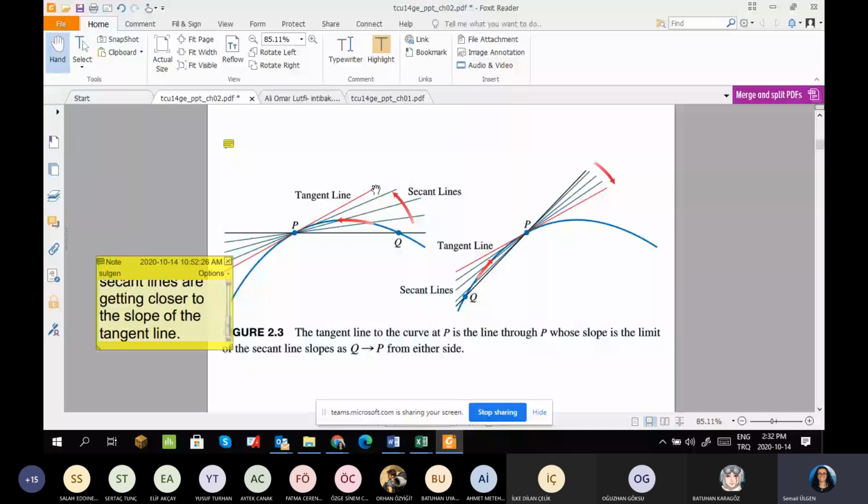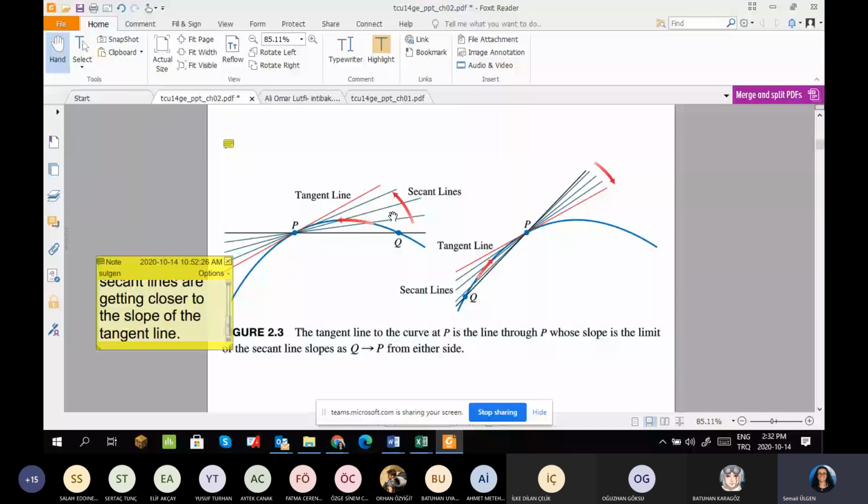Actually, this is very reasonable because differentiation comes from it. Delta y over delta x in the limit is the derivative of the curve at that point P, which is going to give you the slope of the tangent line. So these are all related to each other.